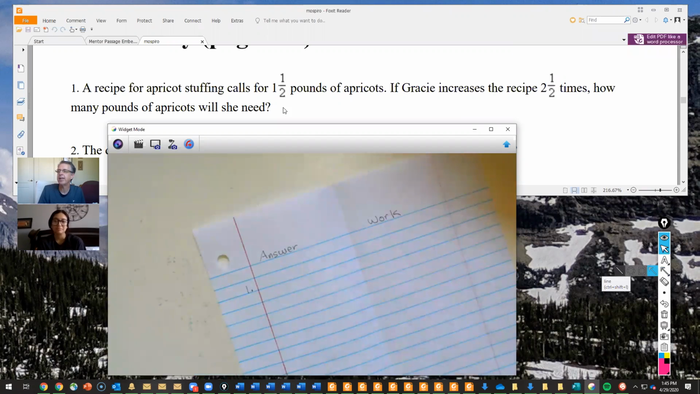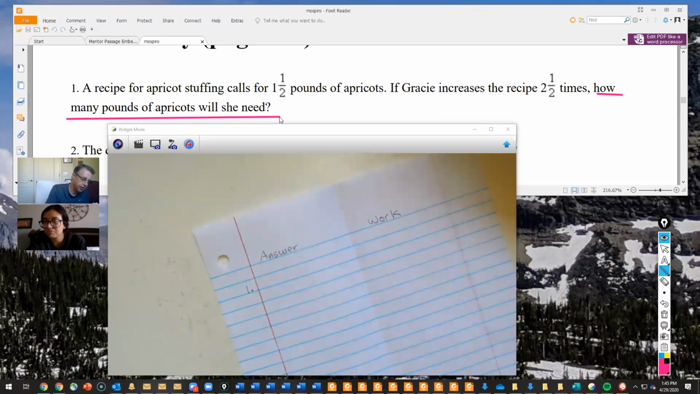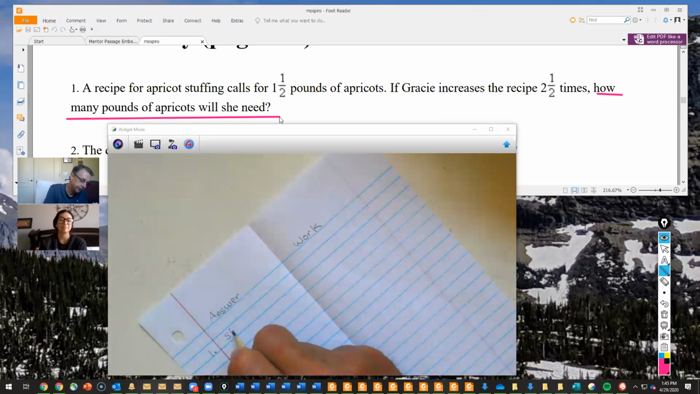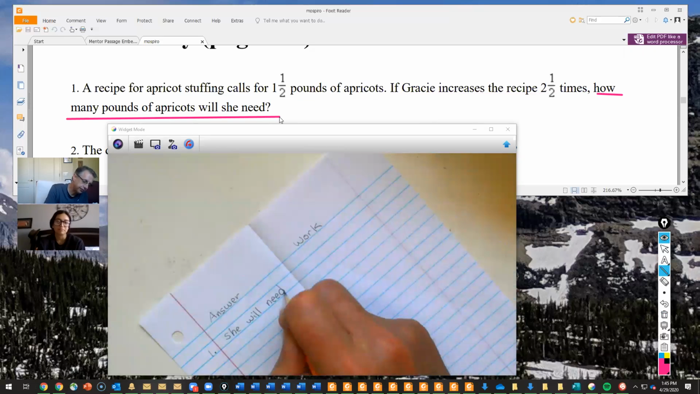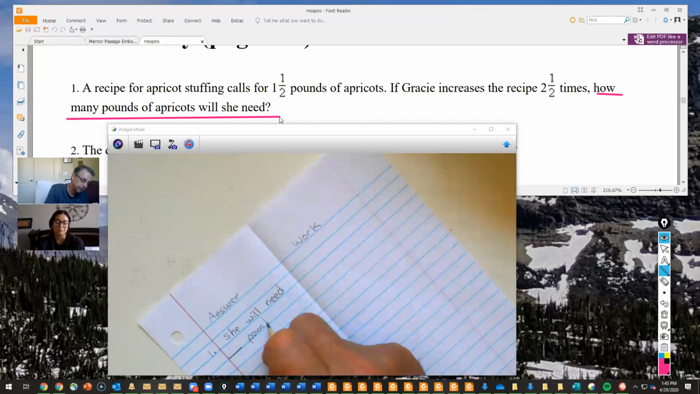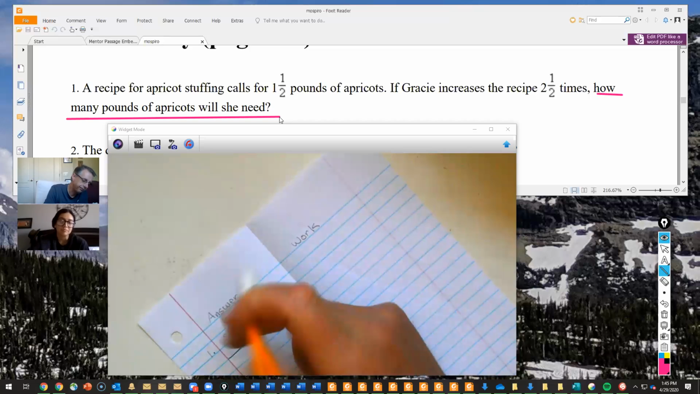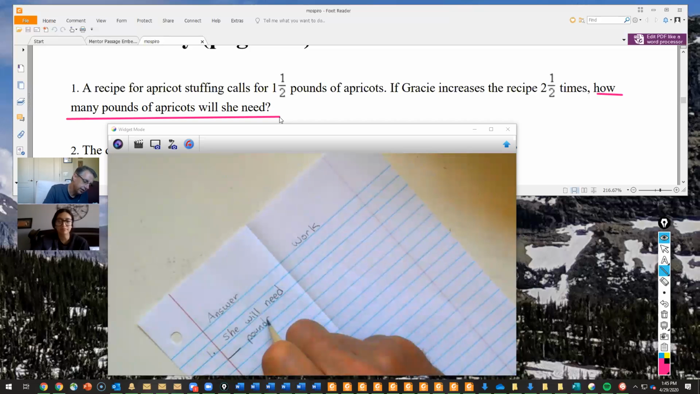It says, a recipe for apricot stuffing calls for 1 1/2 pounds of apricots. If Gracie increases the recipe 2.5 times, how many pounds of apricots will she need? When I read this, it looks like my answer sentence is going to be based right here about how many pounds of apricots she will need. So I'll go and put it here. She will need blank pounds. Oh, I should have made an S there, so I have a copier of apricots.